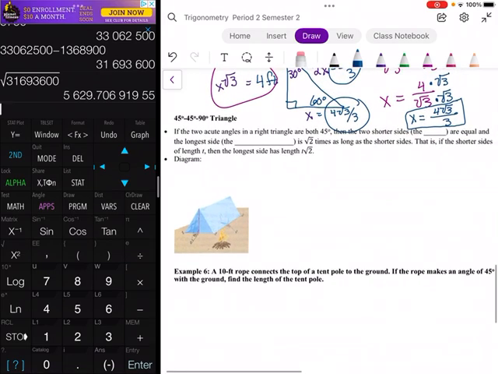If the 2 acute angles in a right triangle are both 45 degrees, then the 2 shorter sides, the legs, are equal, and the longest side, the hypotenuse, is the square root of 2 times as long as the shorter side. That is, if the shorter sides are of length t, so say the legs, we know they're congruent, those are t. The long side, the hypotenuse, is going to be the square root of 2t, or t square roots of 2. Wherever you want to put the t, it'll still be correct.